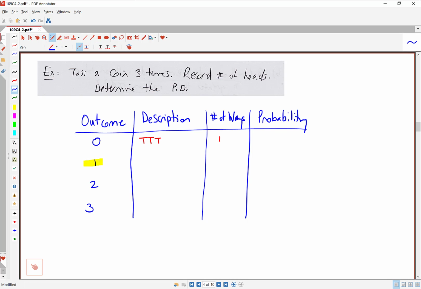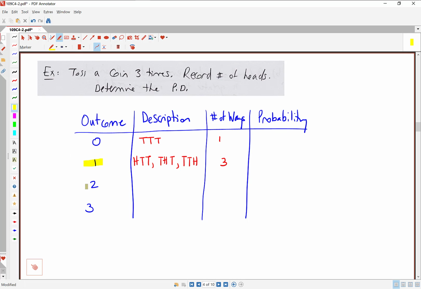So if our outcome is 1, that means we've got 1 head in the 3 coin tosses. And that can actually happen a few different ways. You could have heads, tails, tails, or tails, heads, tails, or tails, tails, heads. So we've got some possibilities here on which toss that head comes up on. So the number of ways is actually 3.